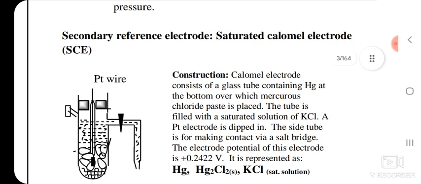Secondary reference electrode: Saturated calomel electrode. Construction. Calomel electrode consists of a glass tube containing Hg at the bottom, over which mercurous chloride paste is placed. The tube is filled with a saturated solution of KCl. A Pt electrode is dipped in. The side tube is for making contact via salt bridge. The electrode potential of this electrode is plus 0.2422 volt.